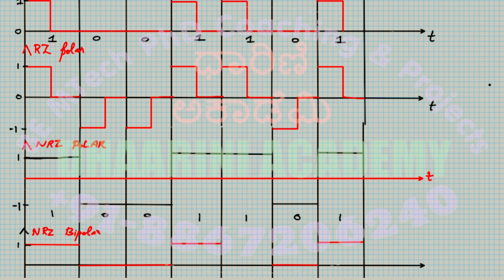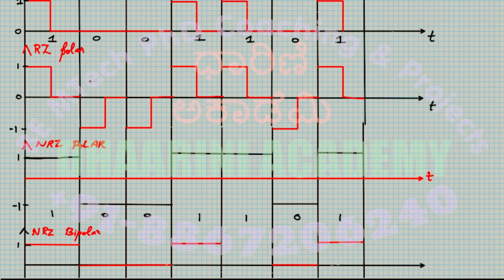So one for representing one value for 0, one for 1. Normally 1 will be represented by a positive quantity, that is plus 1, or plus A, and 0 will be represented by another polarity, that is minus A or minus 1. Since it is return to 0, every polarity will be retained only for half the bit duration. In the remaining half it has to come back and maintain the 0 level. So that's RZ polar form, return to 0 polar.